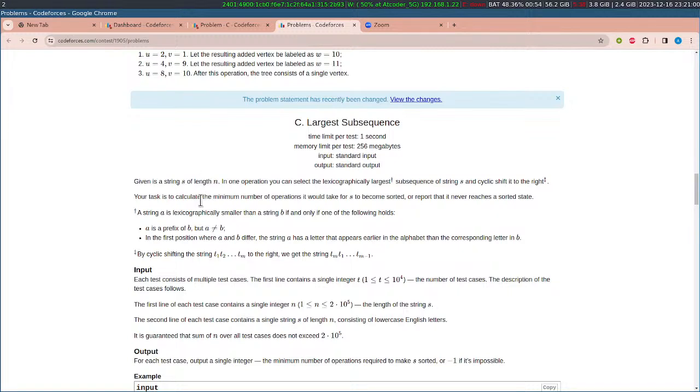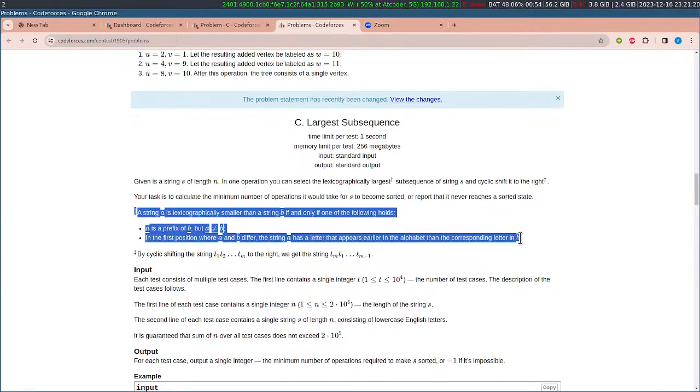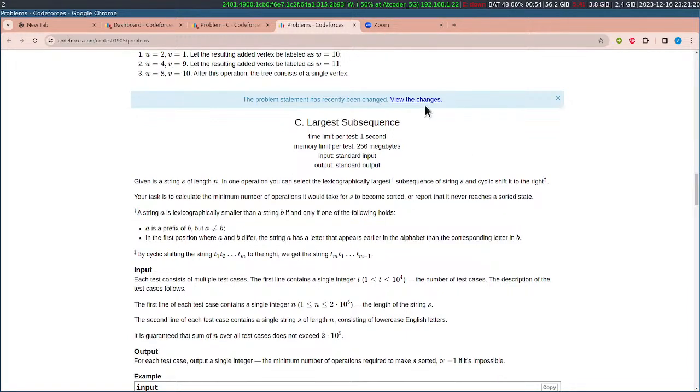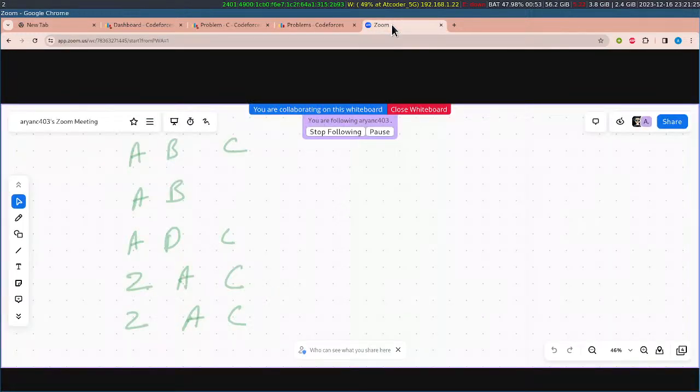The statement introduces two definitions. Lexicographically smaller: a string A is lexicographically smaller than B if the following conditions hold. A is a prefix of B but A is not equal to B, or at the first position where A and B differ, the string A has a letter that appears earlier in the alphabet than B. I will take some examples to show what the author means by this. So I have created some example strings: ABC, AB, ADC, ZAC, ZAC. If we compare ABC and AB, AB also appears in the initial letters of ABC.